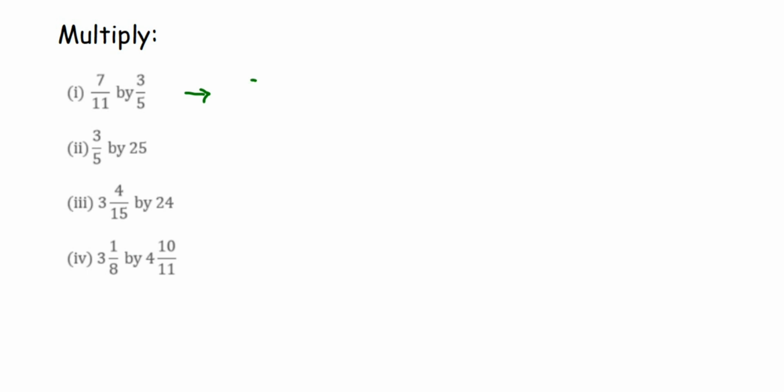Like we have 7 by 11 multiplied by 3 by 5. Here you have to multiply the numerators. So 7 times 3 is 21. And in the denominator, 11 times 5 is 55. So 21 by 55 is the answer. That's it. If this number can be reduced further, then we have to cancel and reduce it. We cannot cancel this further, so the answer will be 21 by 55.